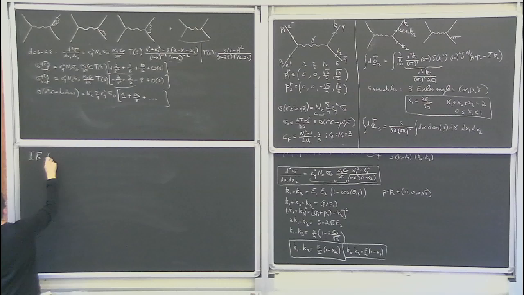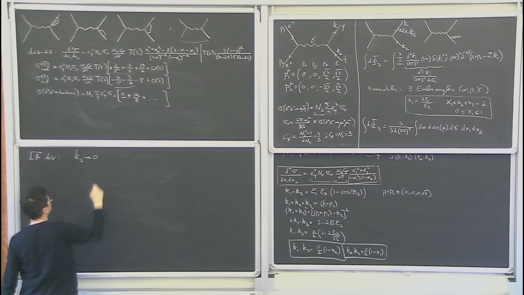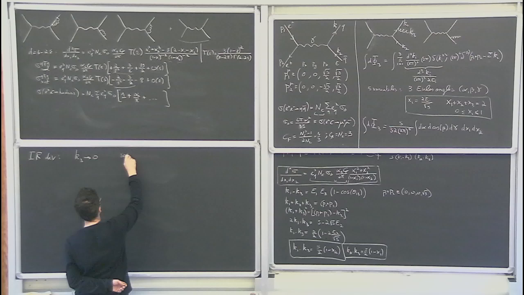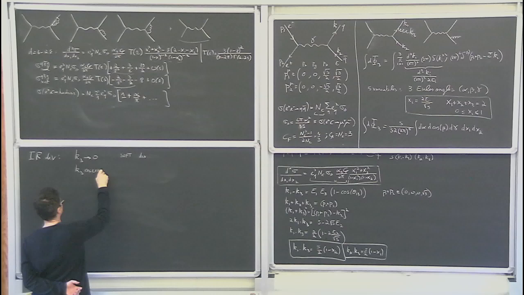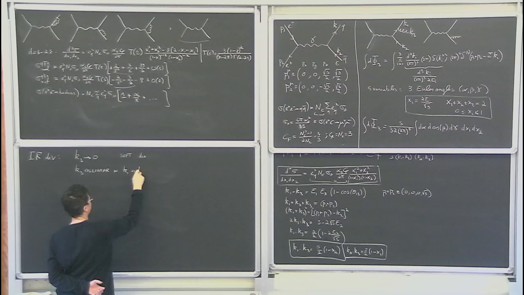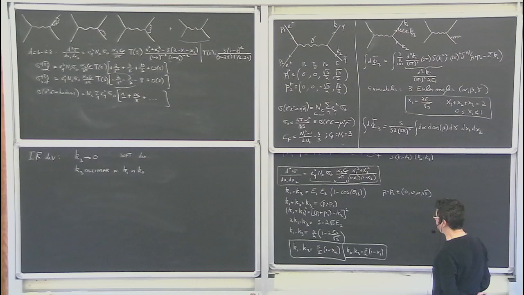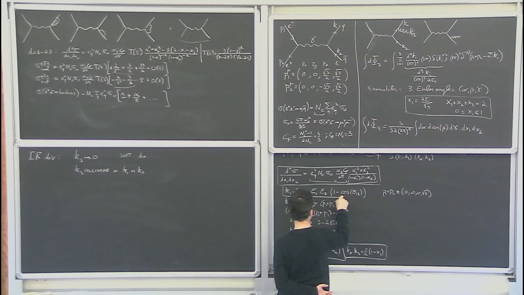One is k3 going to zero. And that's something called the soft divergence. That's one way to get x1 to one. In that case, both x1 and x2 go to one. Okay, the other one is collinear, with either k1 or k2. And this goes back to this relation here, essentially.